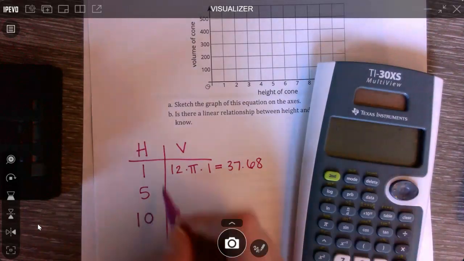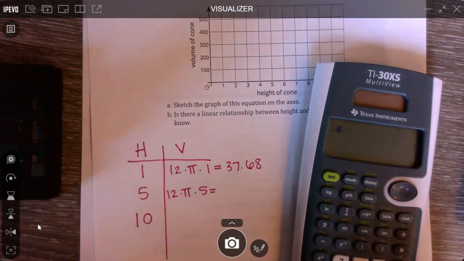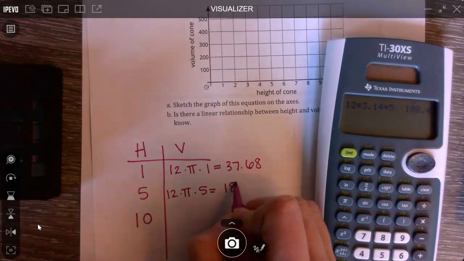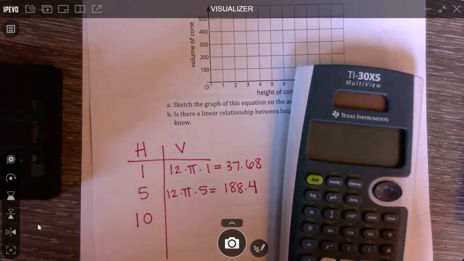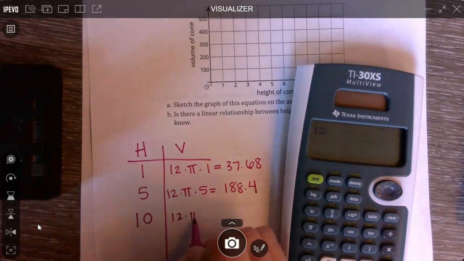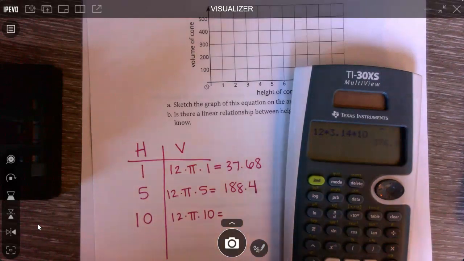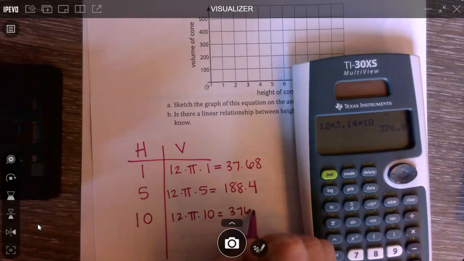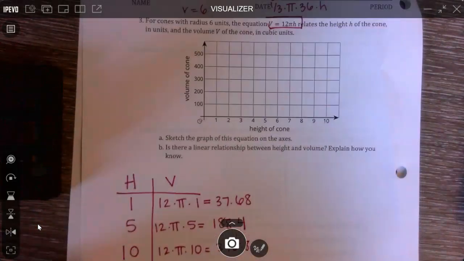Well, what if the height was 5? 12 times pi times 5. 12 times 3.14 times 5 is 188.4. And 10: 12 times pi times 10 is 376.8. Okay, so I've got 3 values. They're spread out so it can help me on my graph.